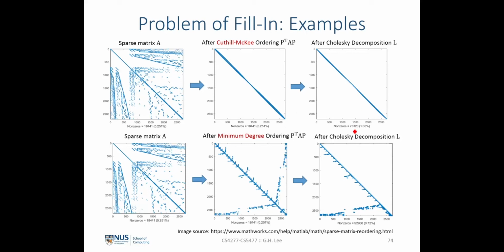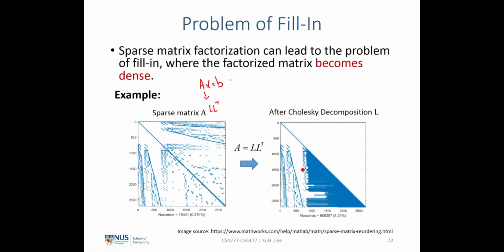Then we apply Cholesky decomposition on this matrix after reordering. We can see that the total number of non-zeros becomes 78,120, which is less than what we began with, and it's also less than this example over here where we simply naively apply a Cholesky decomposition on the sparse matrix of A, which leads to an 8.28% increase of the non-zero elements as compared to this particular one over here.